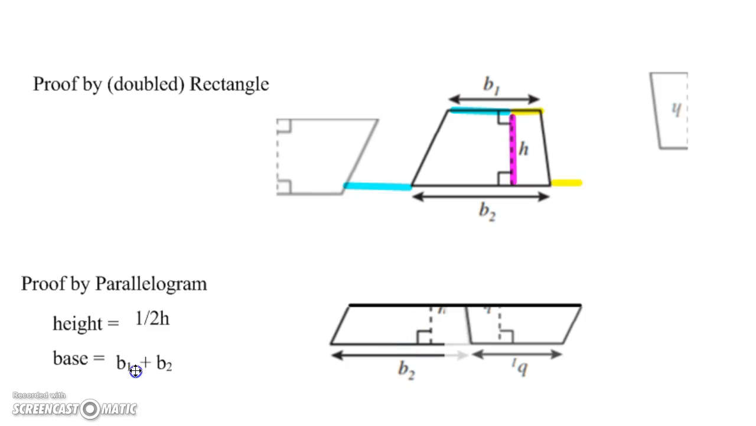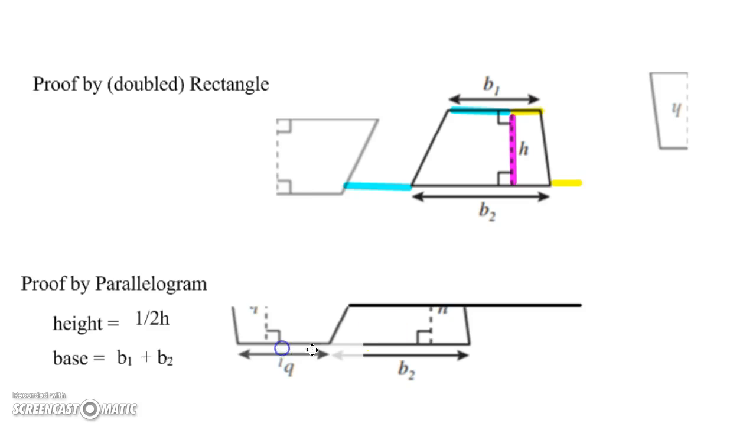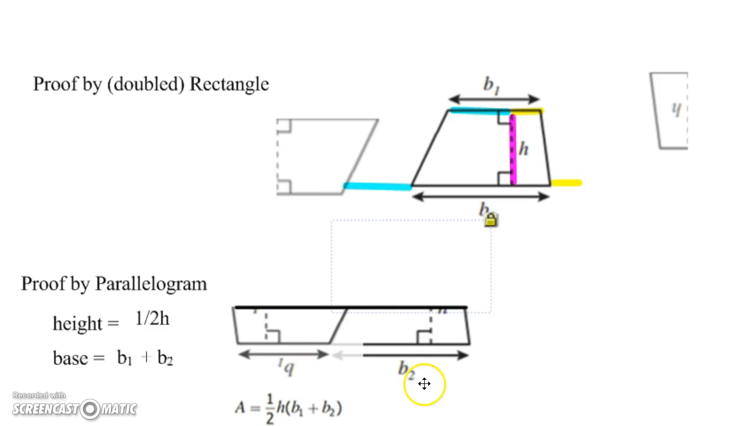1/2 base times height. I'm sorry, 1/2 h times base 1 plus base 2. I'm thinking of a triangle. And you can rearrange it. It doesn't have to be this way. It can be the other direction as well, but it still creates a parallelogram in which you would take 1/2 of the initial height, and then multiply it by that nice longer base, base 1 plus base 2. And there's our proof. Thank you for watching.